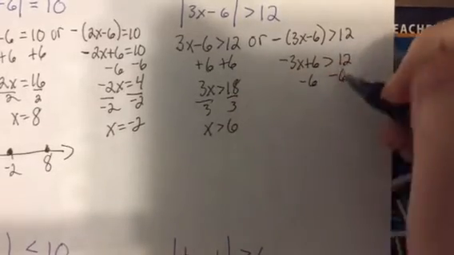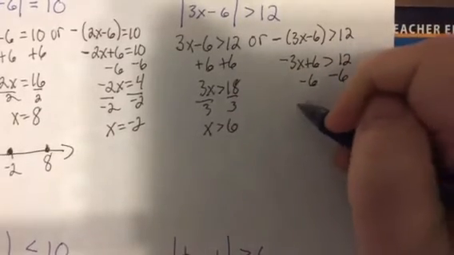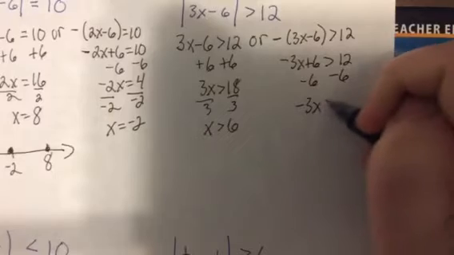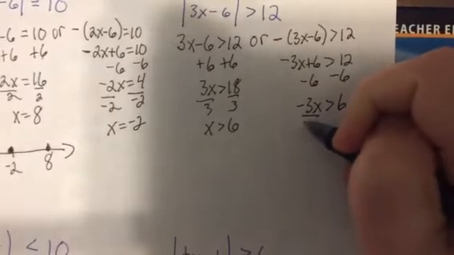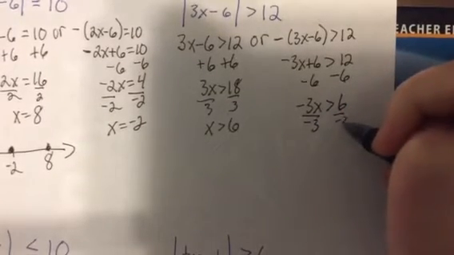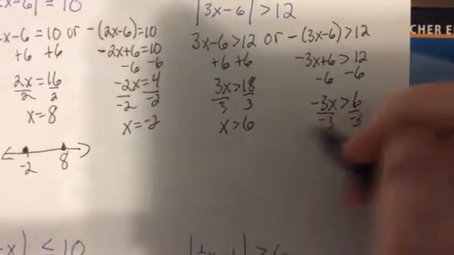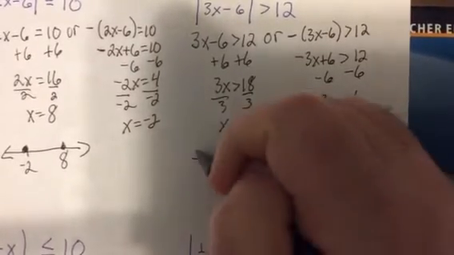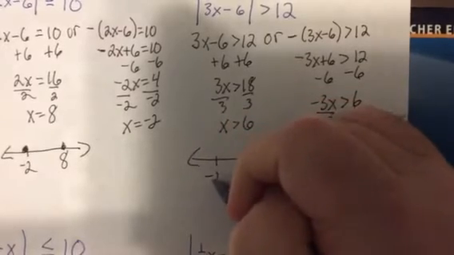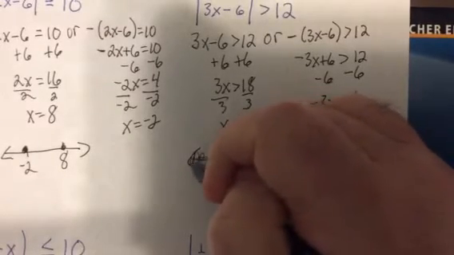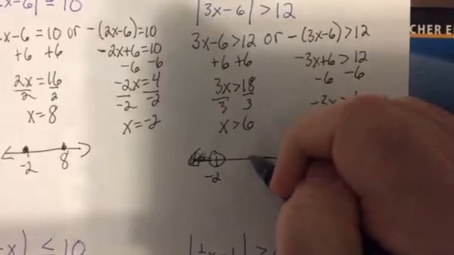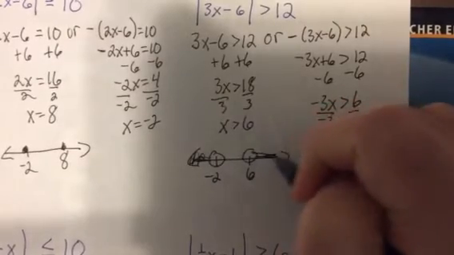ands and ors are. So subtract 6, so negative 3x is greater than 6. Divide by negative 3. X is less than negative 2. So graphically, you need all the numbers less than negative 2 and all the numbers greater than 6.